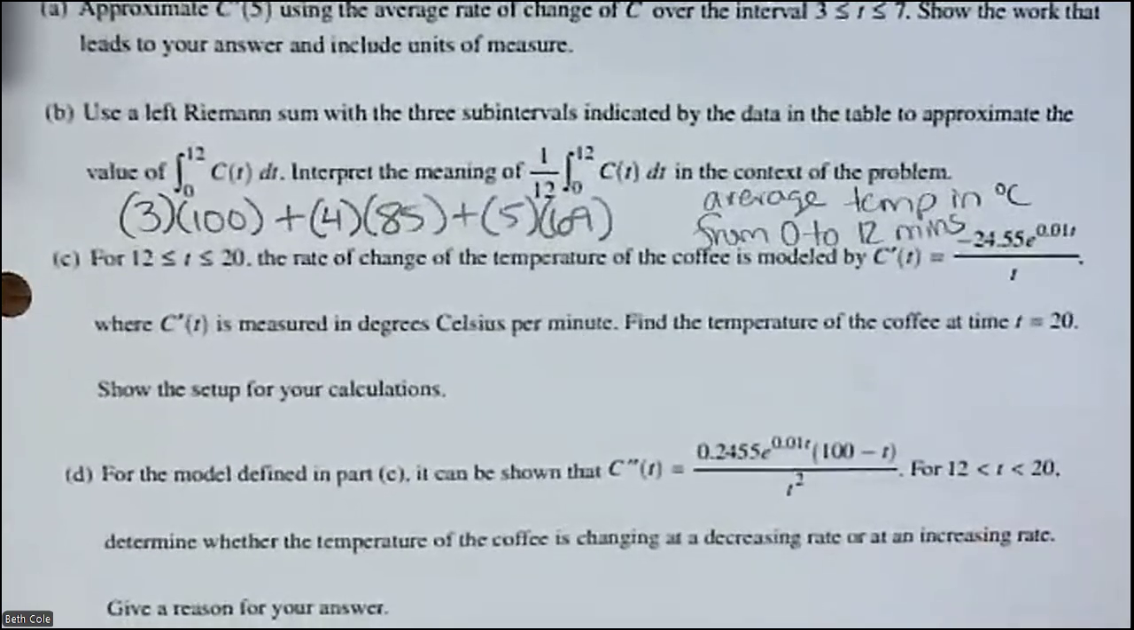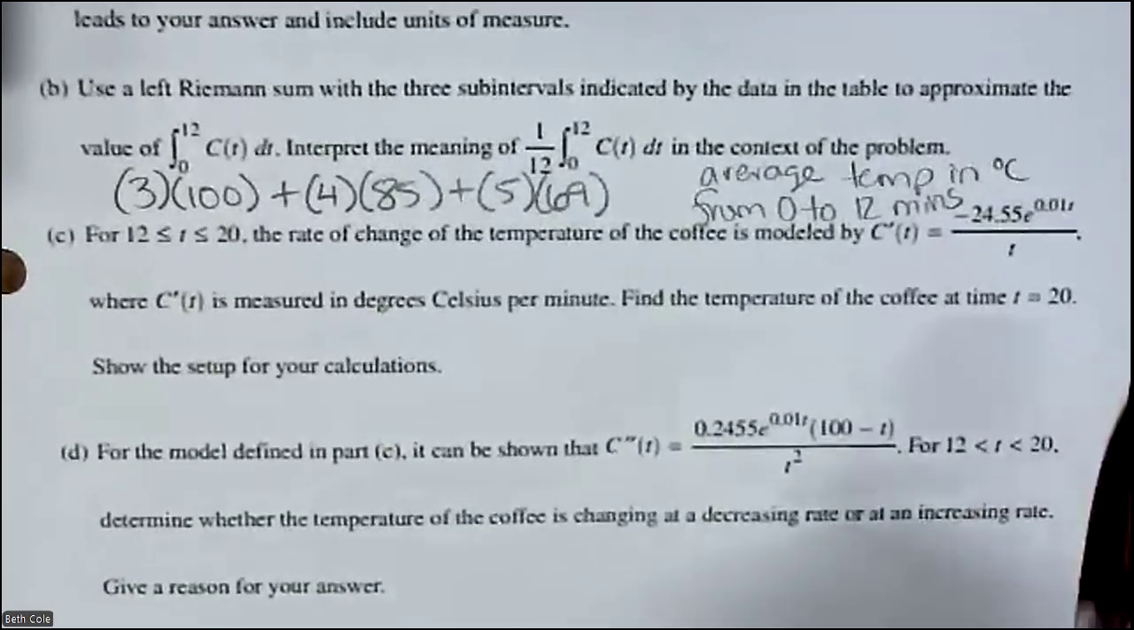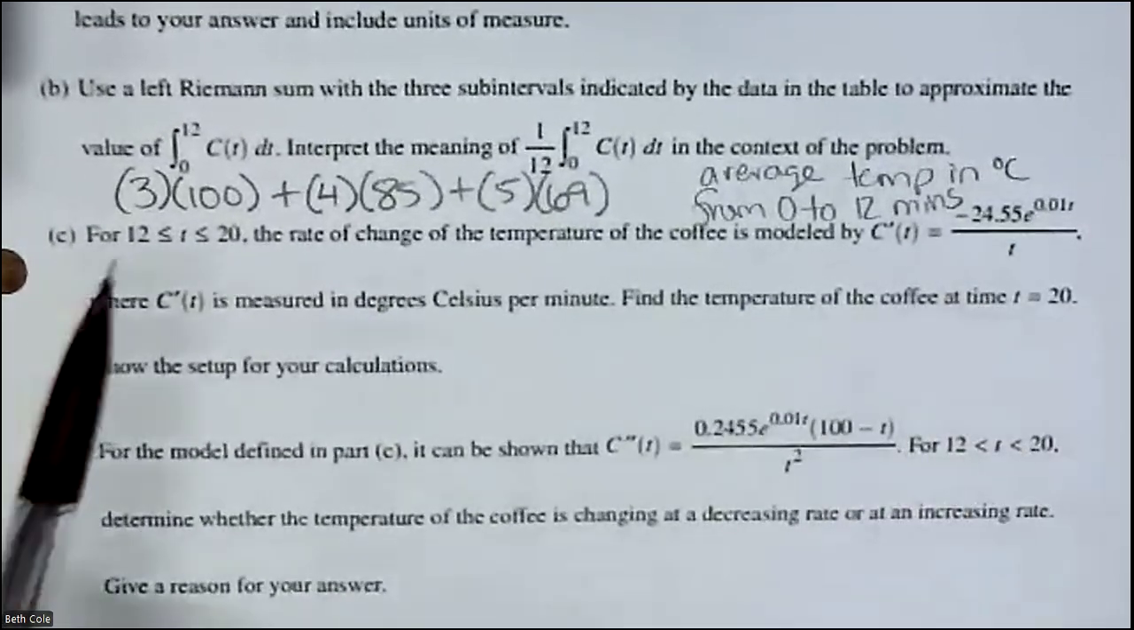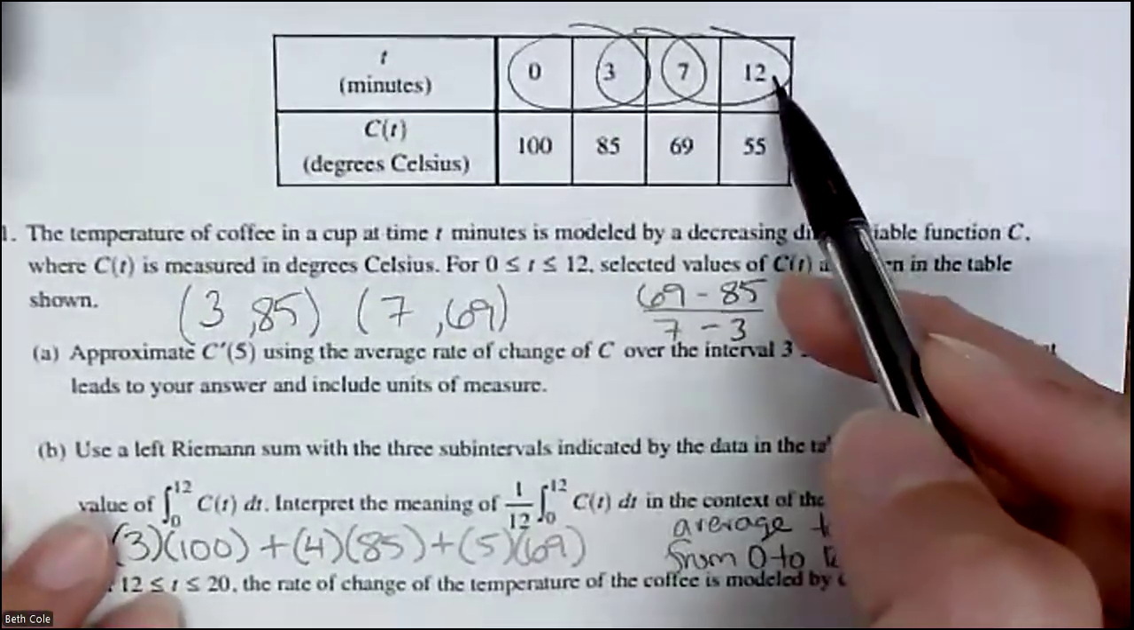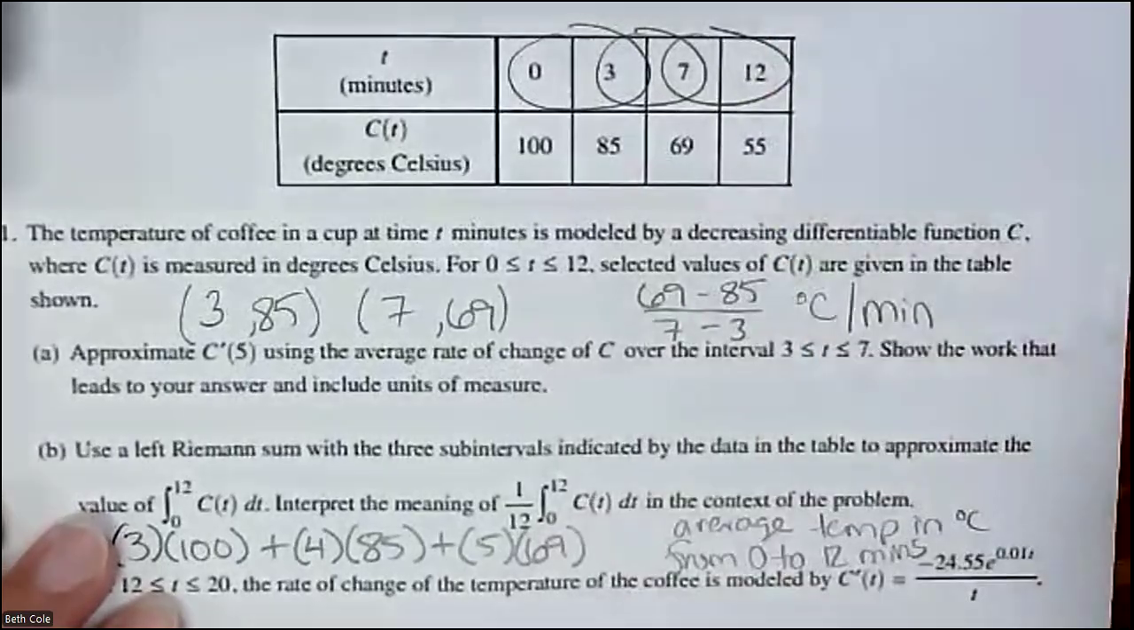Have we touched the calculator yet? I know it's like that a lot of times, but we will for this one. See this messy function? That's what we're going to have to type in. Now for 12 to 20, do you see how our table ends at 12? So they're taking us beyond the table.